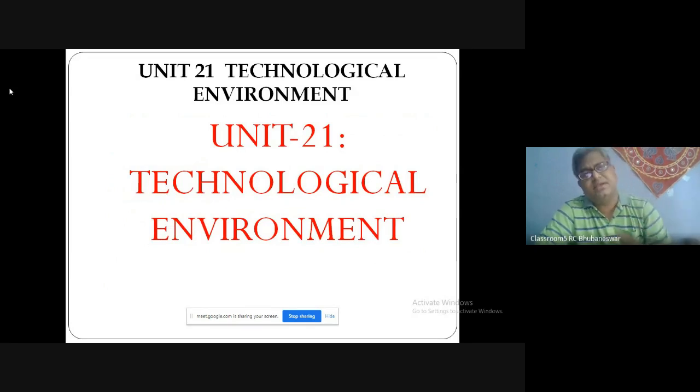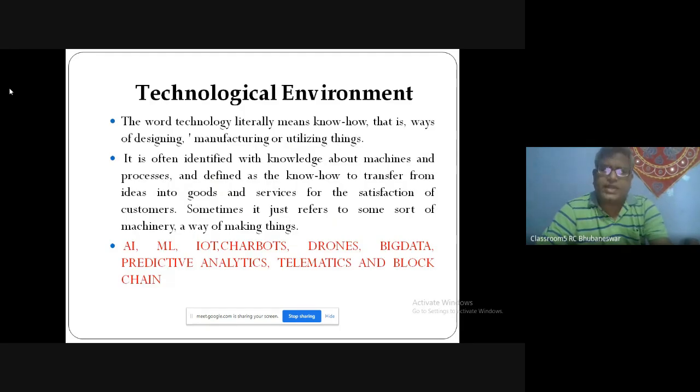Another topic is the technological environment. Technological environment means, what is technology? Technology is an enabler. And how will technology affect a particular firm, and how will technology affect the business environment? If you talk about technology, it is know-how. It means ways of designing, manufacturing, or utilizing things.